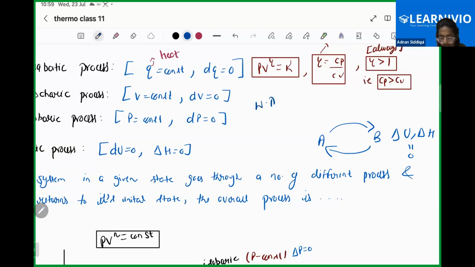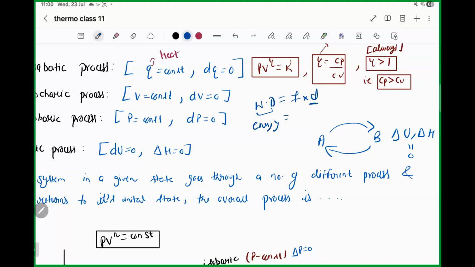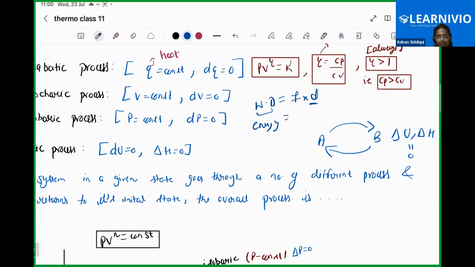So if work done is force into displacement, and work done is basically energy, if you are coming back to your home, your displacement is how much? Zero. So have you done any work actually? The work done is zero. So why are we basically going to school or working when at the end of the day our work done is going to be zero?